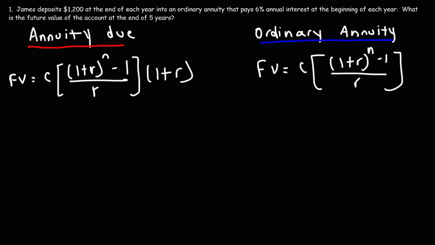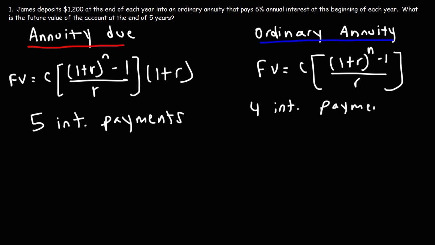Now, for this example, in which there are 5 years, so if n represents the number of years, there's 5 time periods. This value will be a greater value because there's going to be 5 interest payments made to this account. Whereas for the ordinary annuity, there's going to be 4 interest payments. So the future value for the ordinary annuity is going to be less than the future value of an annuity due. The reason for this is, with the annuity due, you make the deposits into the account before interest is credited.